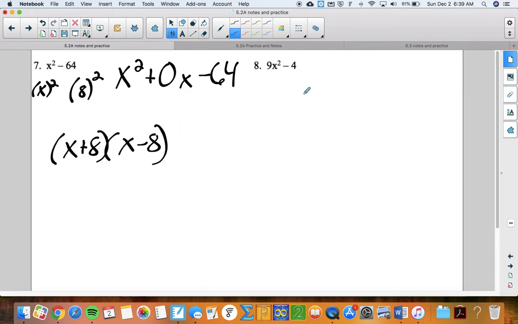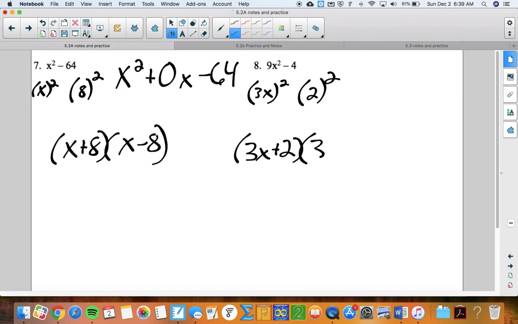Otherwise, again, use your diamond method or that x that we draw. Here I'm thinking to myself, hey, 3x squared is 9x squared, and 2 squared is 4, or the square root of 4 is 2. So I can rewrite this as x plus 2 times 3x minus 2. When you FOIL it together, you get the same thing.